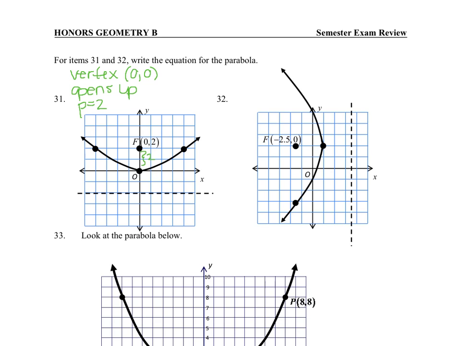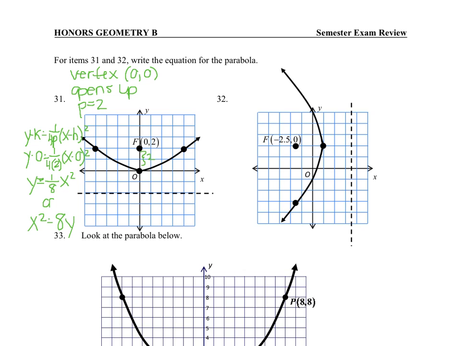Well, you can write this equation in one of 2 ways. I'm going to start with the way I like, which is y minus k equals 1 over 4p times x minus h squared. Well, y minus 0 equals 1 over 4, p is 2, so 4 times 2, x minus 0 squared. This means we have y equals 1 over 8 x squared. So you can write your equation this way, or you can multiply both sides by 8 and get x squared equals 8y.